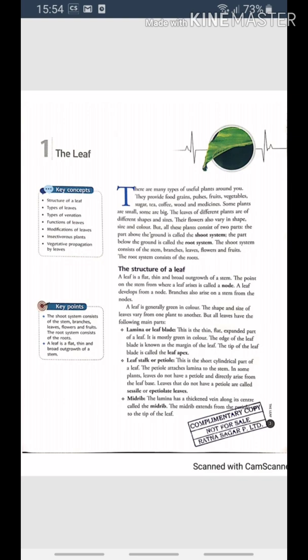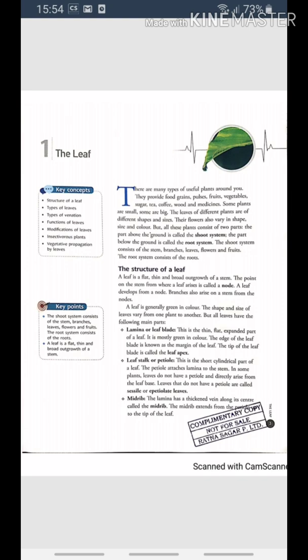In alternate type of arrangement, only one leaf arises from each node. In opposite type of arrangement, a pair of leaves arises from the same node, but the leaves grow opposite to each other, as in guava and jasmine. In whorl type of arrangement, a set of three or more leaves grows from the same node. The set of leaves are at the same level and form a whorl or circle. An example of such arrangement can be seen in the plant Nerium oleander.